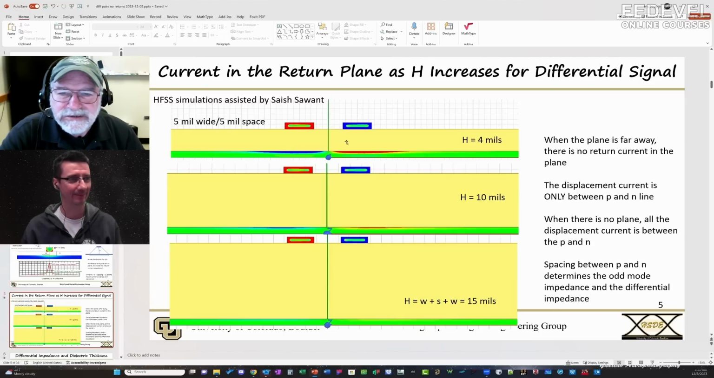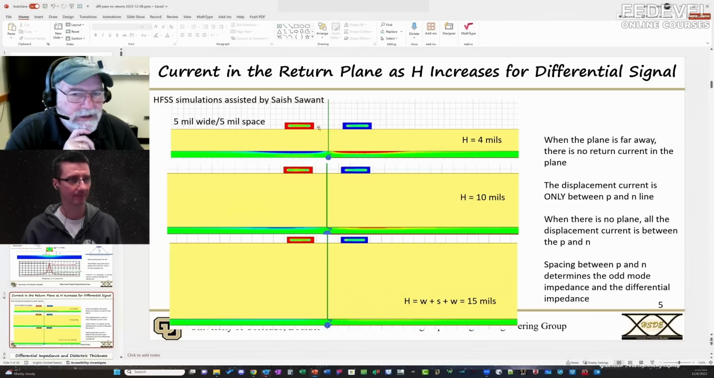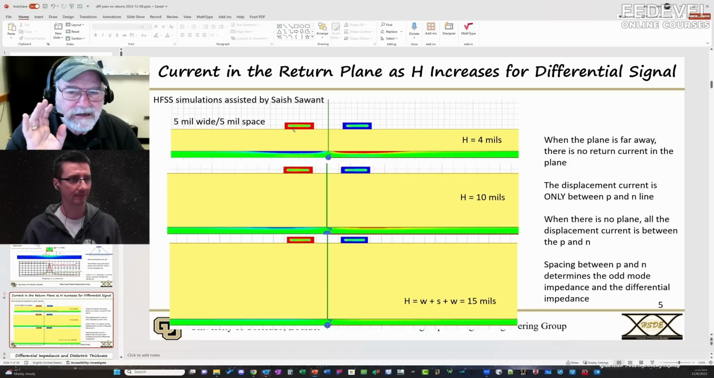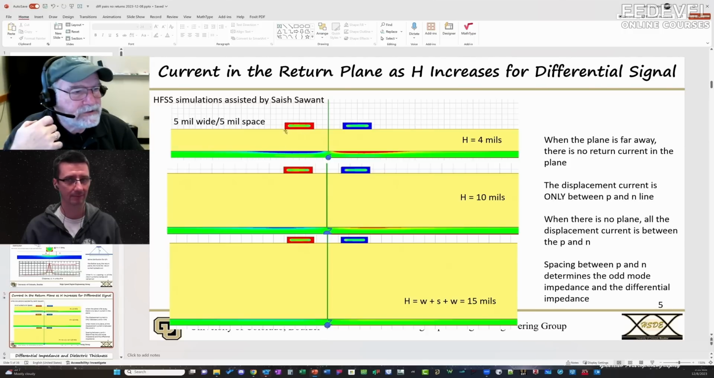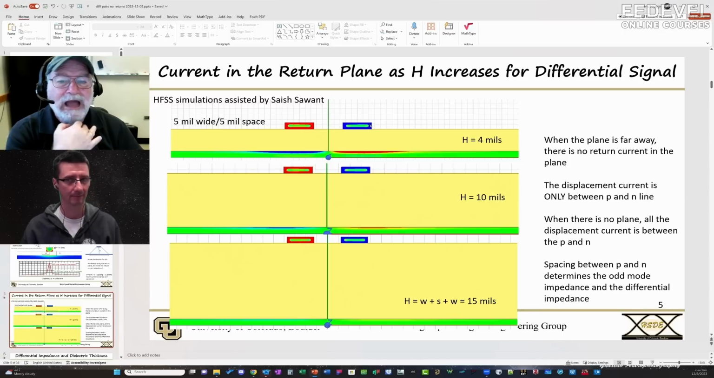And so here again, these are simulations with ANSYS's SI2D. So here's my differential pair, and here's the return plane, and I'm plotting the current distribution now with direction. The color is direction. So the red means it's going into the board, and the blue means it's coming out. So here I'm sending a differential signal in, and so here the blue is coming out and going in.